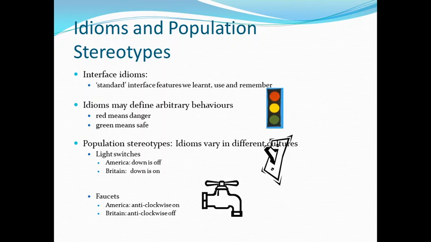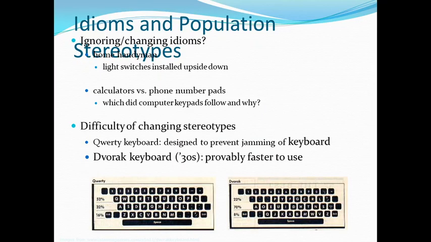So these are stereotypes. You can see the faucet. In America, anti-clockwise is on. If you are an American and you turn it anti-clockwise, it would turn on. And if you are British, or if you follow Britain, anti-clockwise is off. So which one are we using? Can you recollect the tap which you have in your home, which system do we use, American or British? These are two different things, and we are going to come across many such examples. Ignoring or changing items, like light switches installed upside down.